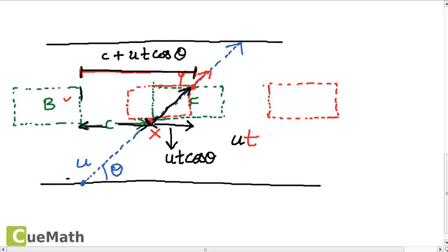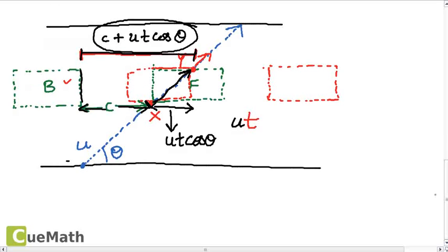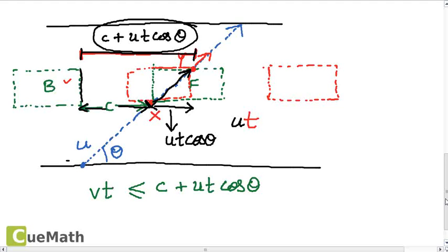That means the front of car B should have moved a distance less than this to avoid a collision with the squirrel. Which finally means that the front of the car in time t will have moved a distance vt, because v is the speed of the car. That means vt should be less than C plus ut cos theta.